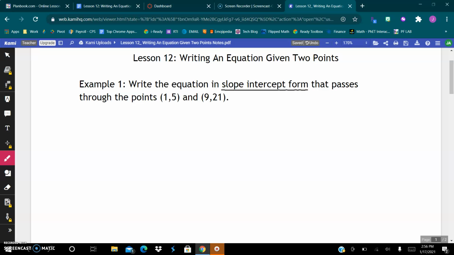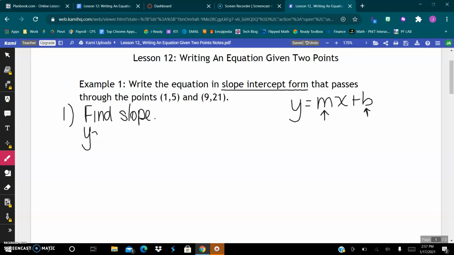So the first thing that we need, if you think about slope-intercept form, mx plus b, we need the slope, which is m, and we need the y-intercept, which is b. So step number 1 is to find the slope. And we use that formula y2 minus y1 over x2 minus x1. Remember, your first point's values are x1 and y1, and your second point's values are x2 and y2.